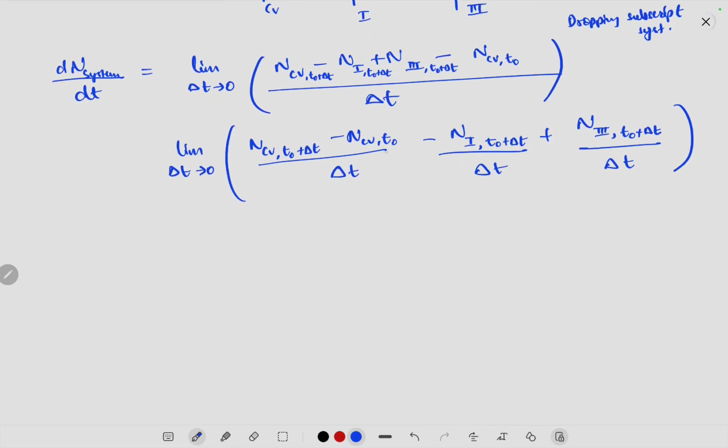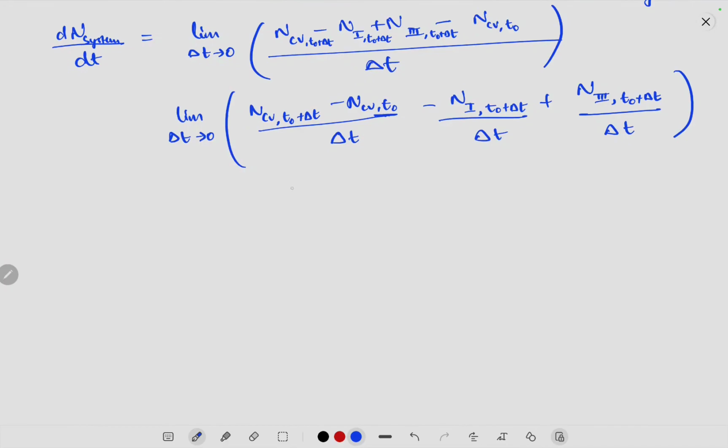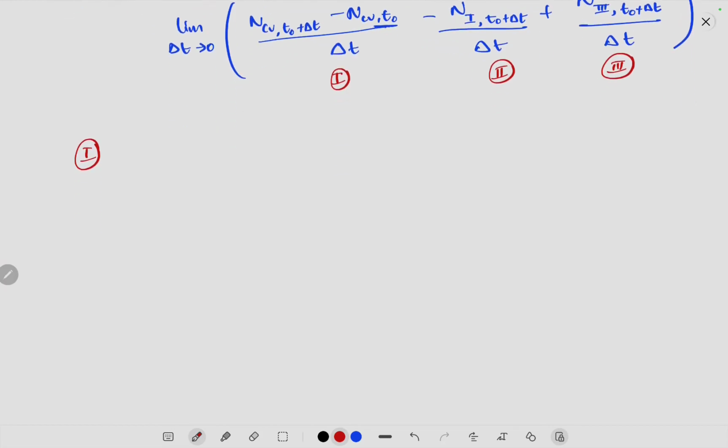Now what is this term? This is nothing but dN_CV/dt. Or instead, let's just write that this is 1, this is 2 and this is 3. So let's evaluate 1 first.